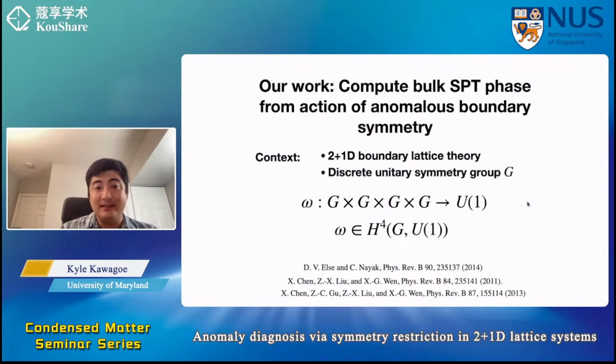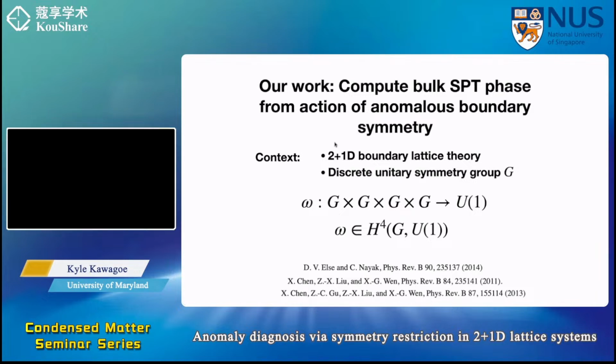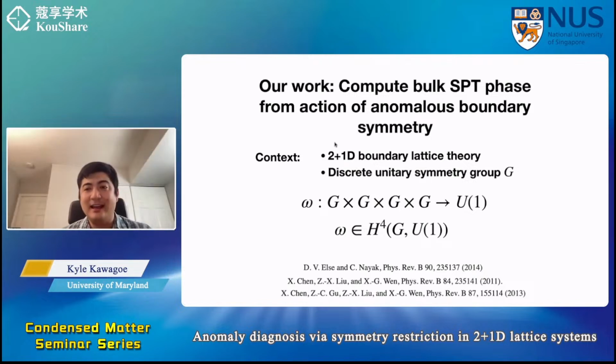So our goal will be to say, suppose you have a 2+1D lattice theory with some anomalous symmetry. We would like to be able to compute this function, omega. And in fact, not just compute; in some sense, what I'm really saying is we'll define this function in terms of the symmetry operators in this 2+1D theory.